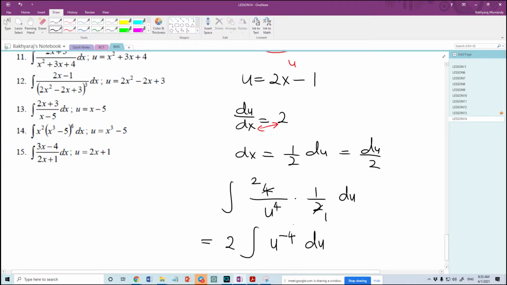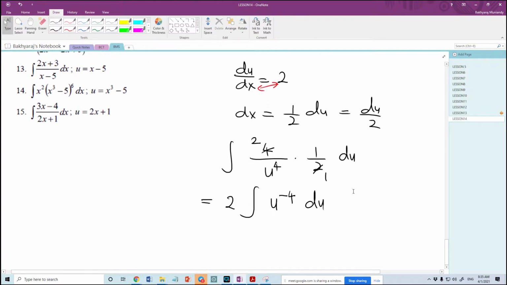Okay, 2 will be out because 2 is a constant, we can put it out. And u power of 4 we can put as negative 4 because we want it as a numerator. Bagi dia sebagai penyebut mesti kena negative power lah. Okay, then I think you can solve the problem already. So negative 4 plus 1 is negative 3.